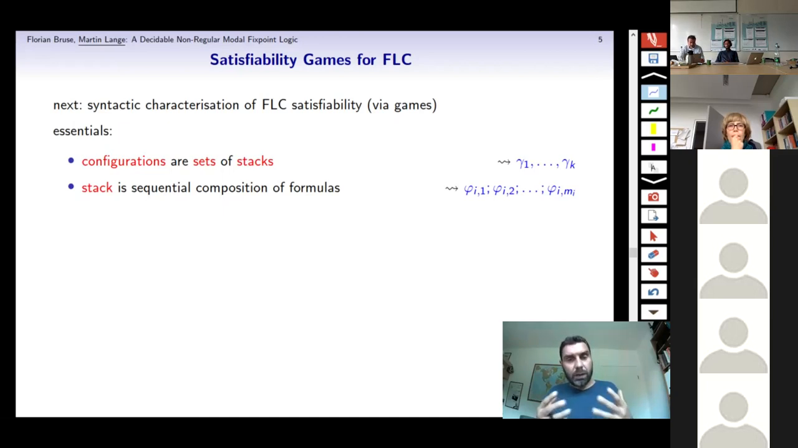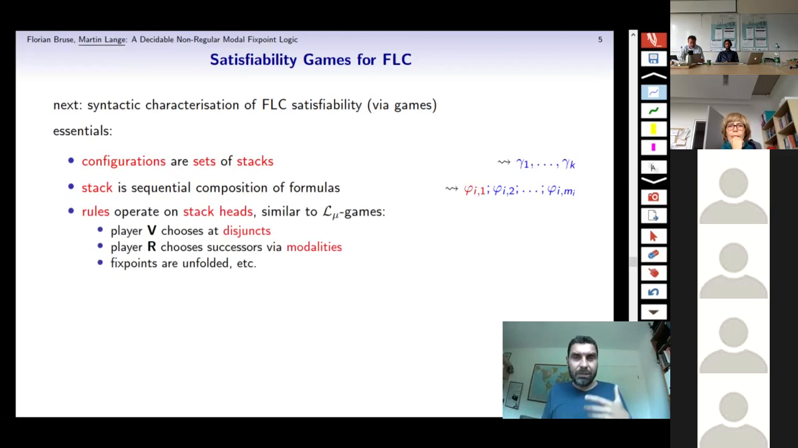The difference is that we don't work on sets of formulas, but we work on sets of stacks of formulas. The stack is just a sequential composition of formulas. The rest is very similar in that we have rules that operate on these formulas, in this case just on the head of these stacks and the topmost formulas in these stacks. And again, we have a game where two players play against each other to determine satisfiability.